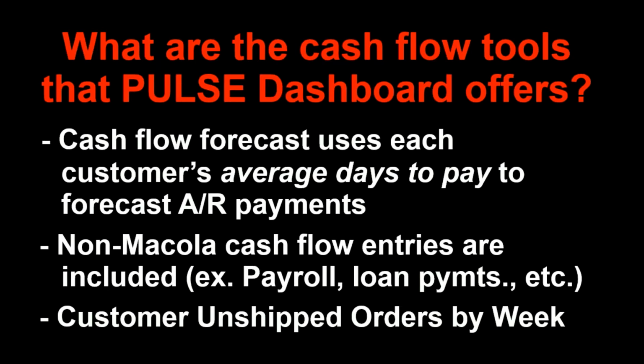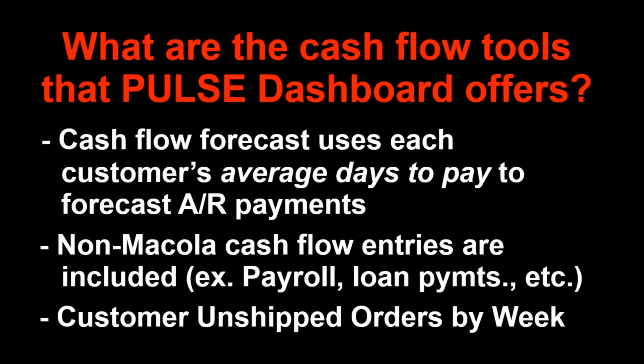A traditional cash flow forecast most times calculates accounts receivable payments based on the due date, the invoice date, or the invoice due date. And that is not realistic. Customers pay whenever they're going to pay, regardless, so each one has their own history. So we use average days to pay for each individual customer. So if one customer is 10 days late, another is on time, it'll compensate for that.